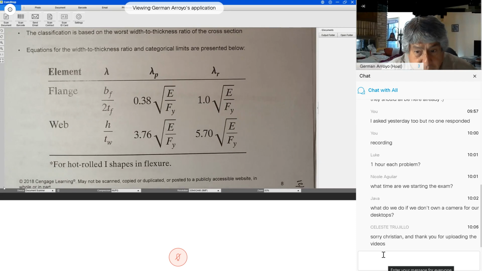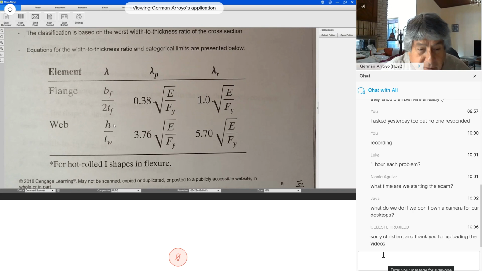The same as before, B over 2 times the thickness of the flange, lambda sub P is this value. Lambda sub R is the same value, but instead of 0.38 it uses the other coefficient. And for the web, H over TW, like we have for columns, lambda sub P and lambda sub R.